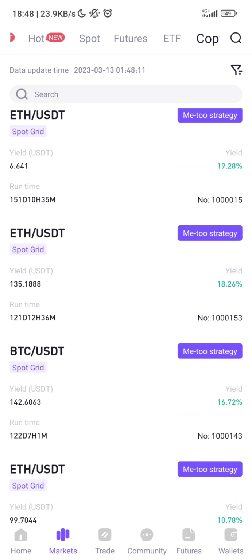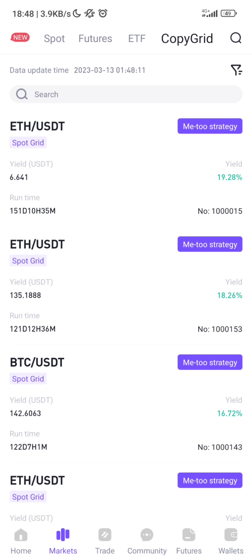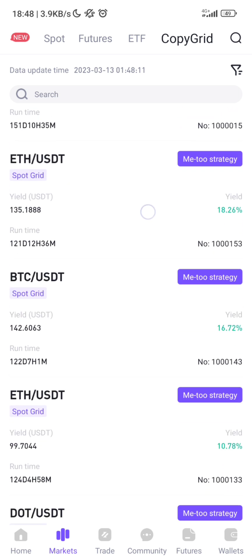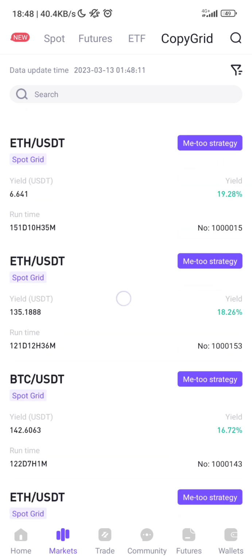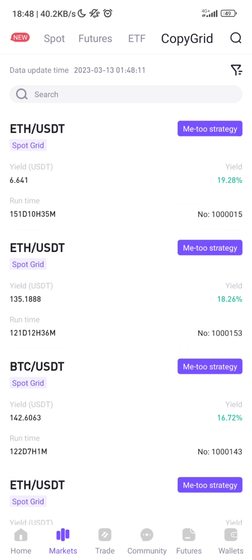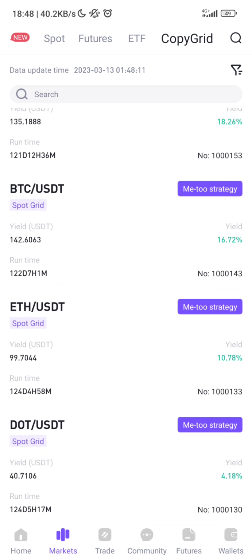So if you're also a very experienced trader, you want to also come to this segment and offer your strategy for other people to copy, and you get a certain commission on their investments.